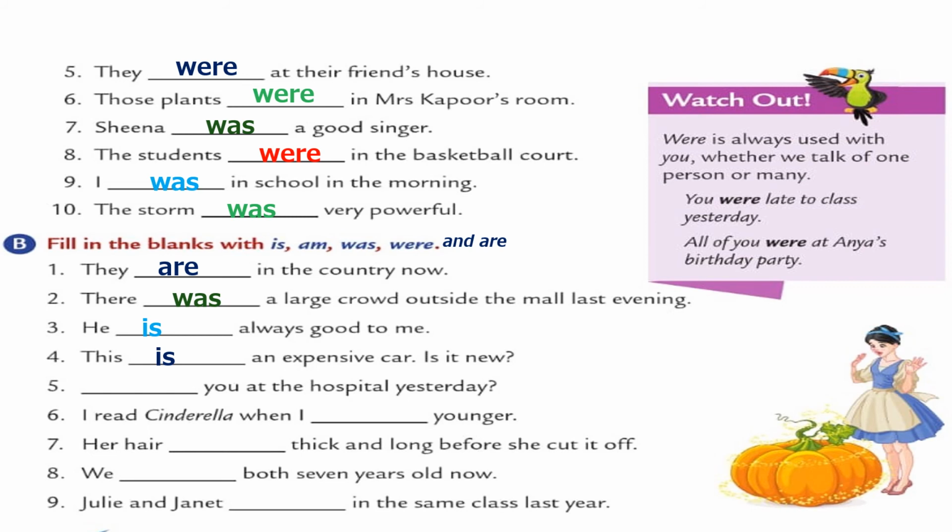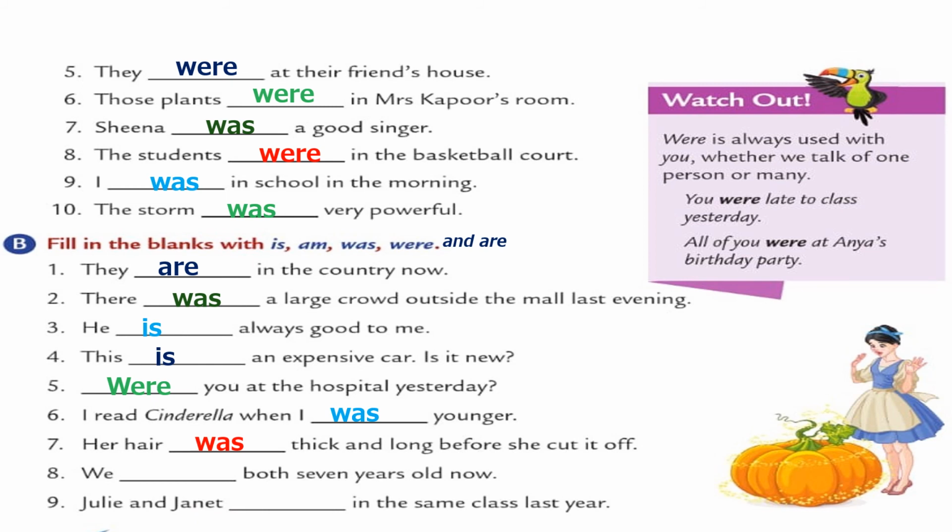Dash you at the hospital yesterday? Now this one is past tense. It says yesterday. And with you, what are we going to use? You already know this. Yes, were. Were you at the hospital yesterday? Next one, I read Cinderella when I dash younger. So now here you can see, he read Cinderella when he was younger. So it is talking about the past tense. Her hair dashed thick and long before she cut it off. She cut her hair off, so that means it was thick and long. It is not now. So we will use was.